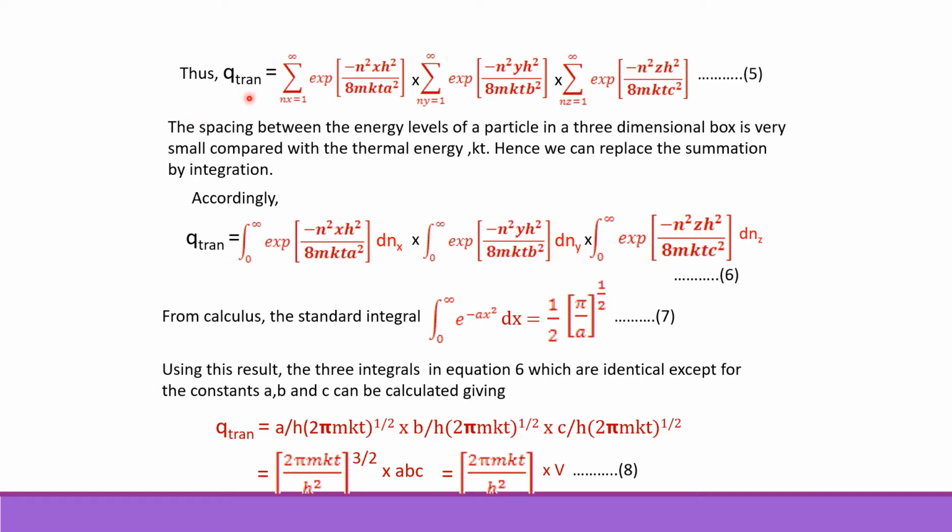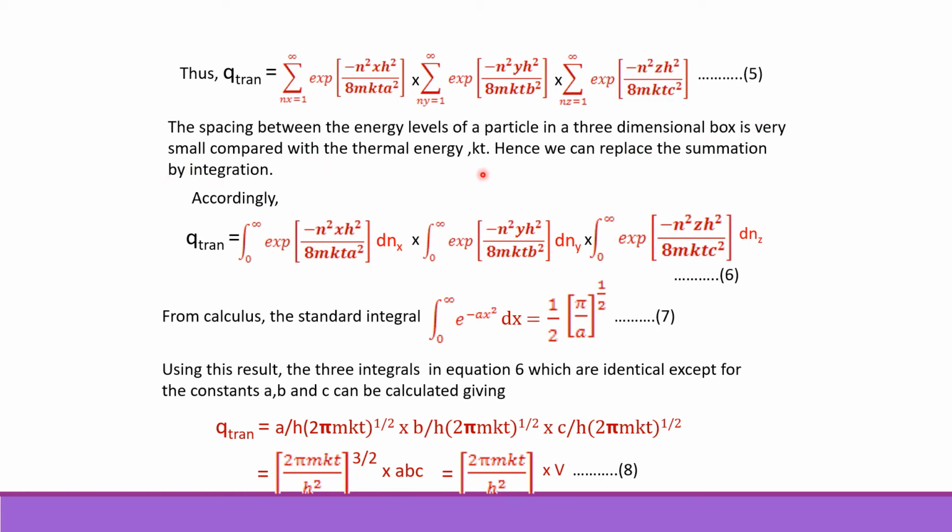So Q translational partition function is equal to summation nx equal to 1 to infinity exponential minus n square x into h square divided by 8m kT a square, into summation ny equal to 1 to infinity exponential minus n square y h square divided by 8m kT b square, multiplied by summation nz equal to 1 to infinity exponential minus n square z into h square divided by 8m kT c square. This is equation 5.